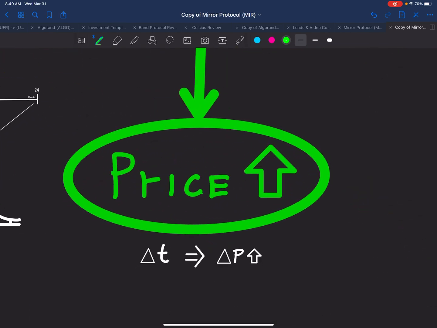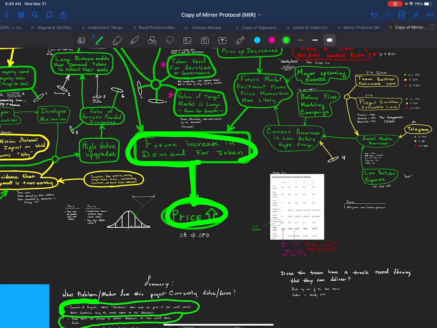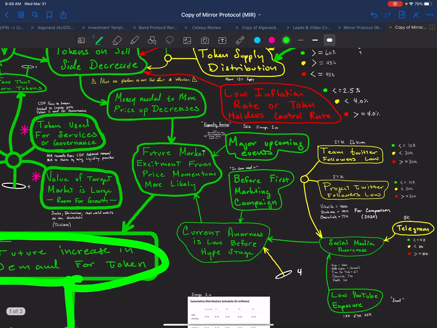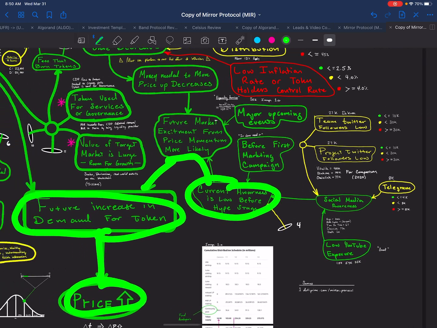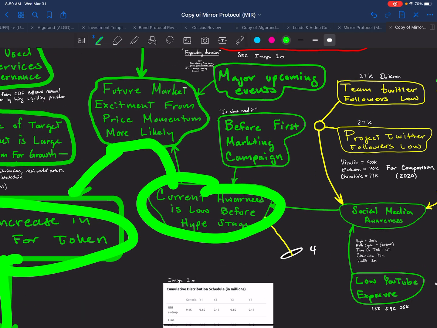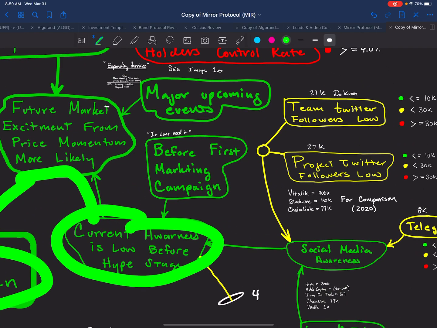All right, so I'm going to get into this platform. Yes, I did buy this token. I do think it will go up in value. I do think there will be a future increase in demand for the token. I see current awareness for this kind of project is low. The Terra team built this. I made a mistake of not investing enough in Terra. I'm sure many of you are aware of how that token has performed. The Terra team is the one who made this.